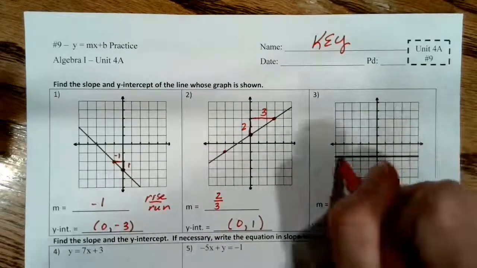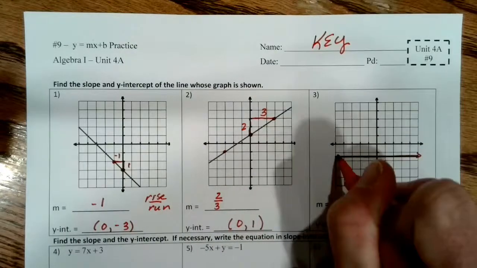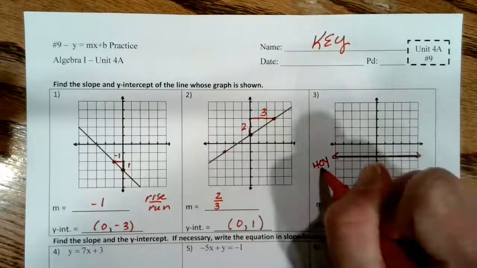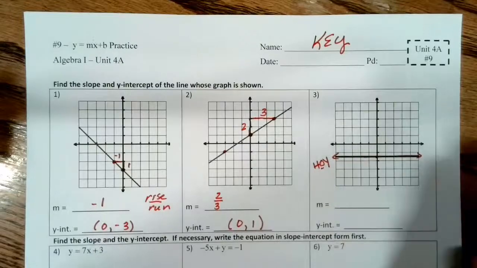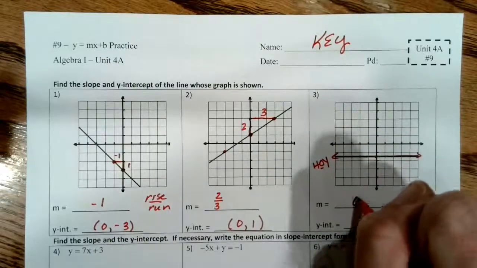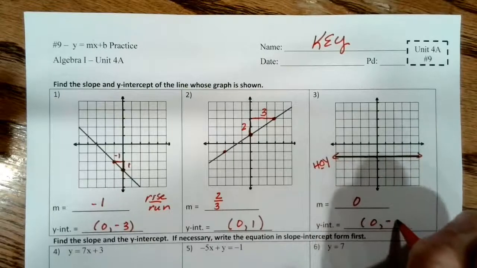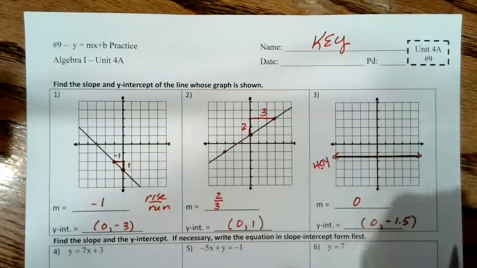This is a HOI, a horizontal line, with a slope of 0, and a y-intercept, and a y in the equation. Your slope is equal to 0, and your y-intercept is over 0, down, looks like 1.5.